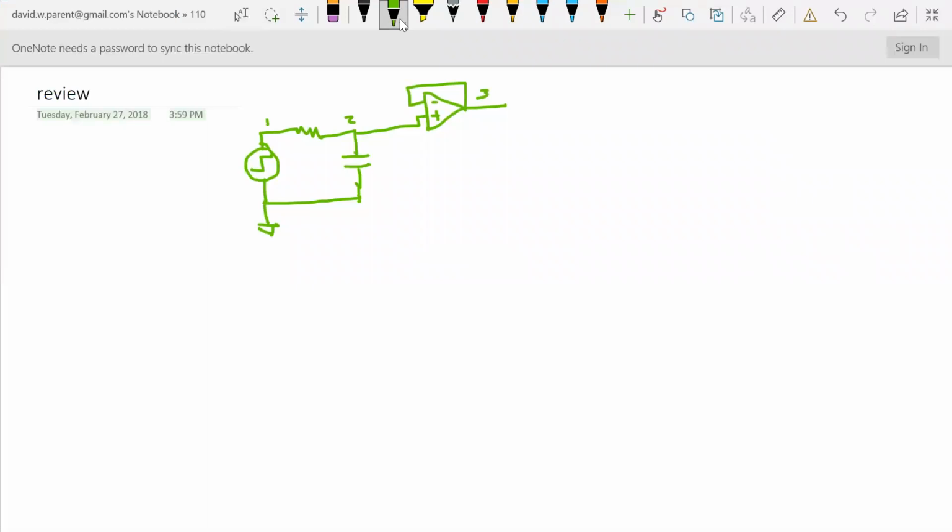And so typically the first thing is, what is H(S)? Usually I'll define it in the question, but it's the final output node versus the input node. So in this case it would be V3 as a function of S divided by V1 as a function of S. Now, many times when we're doing this, we drop off the S just to make things easier. So there's two parts to this circuit. All right. And we can just recognize that this is a buffer.